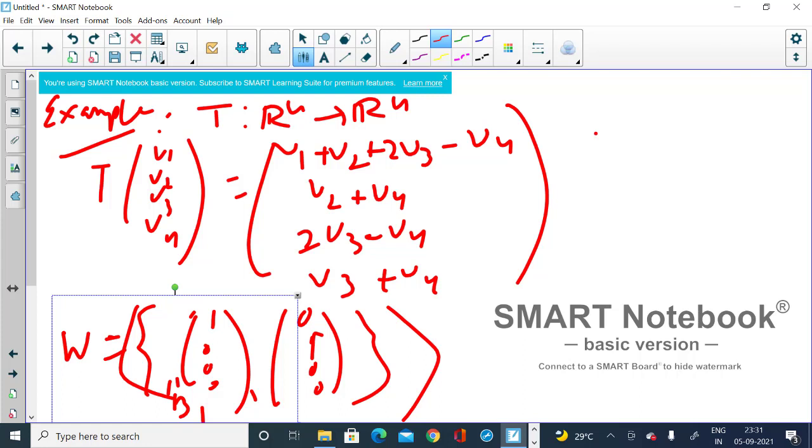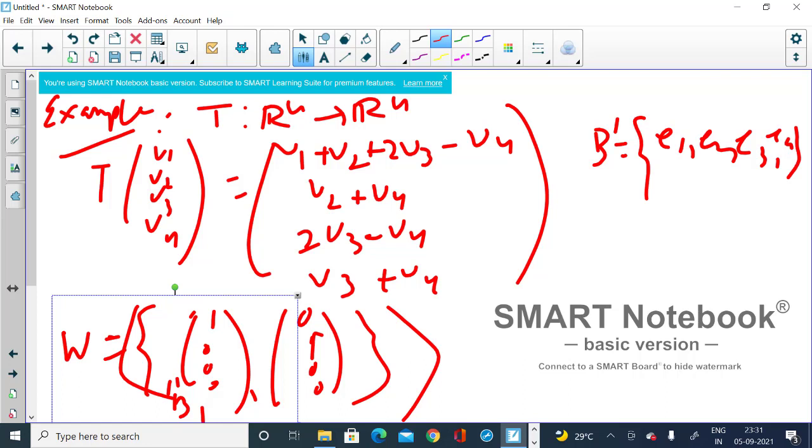I can extend it to B' or B dash, which is a standard basis. So this is E1, E2, E3, and E4. You remember what those E1, E2, E3 are? Here, the first one is E1, the second one is E2. Now you can have the elementary standard basis, so E3 has 1 in the third position, E4 has 1 in the fourth position.